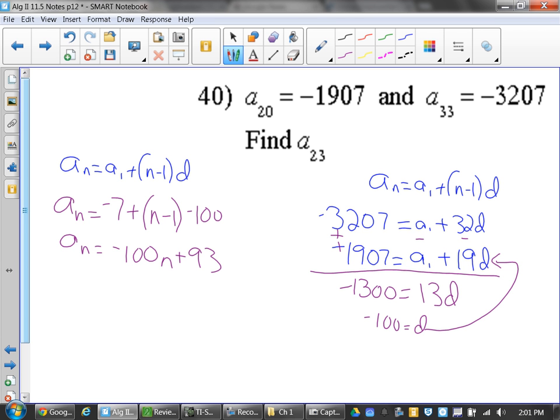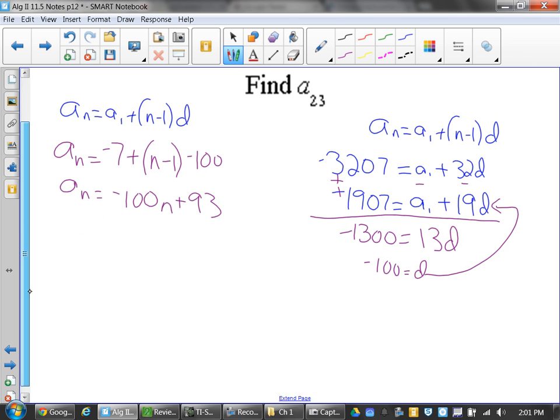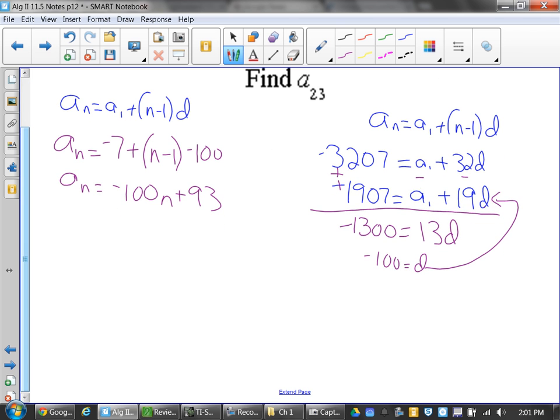Where'd you get the 7 again? It's first term. I substitute in here to get first term. And this was negative 1907. All right. We're reusing that first part. Now recursive.